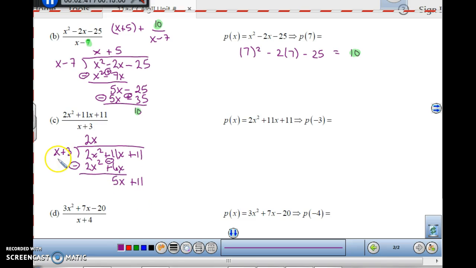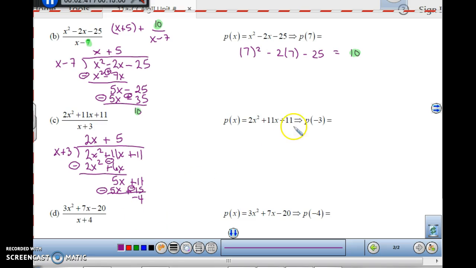Okay, now I want to multiply x times what gives me 5x? That would be 5. 5 times x is 5x. 5 times 3 is 15. All right, change your signs and add. So this becomes subtract, this becomes subtract. 11 minus 15 is negative 4.